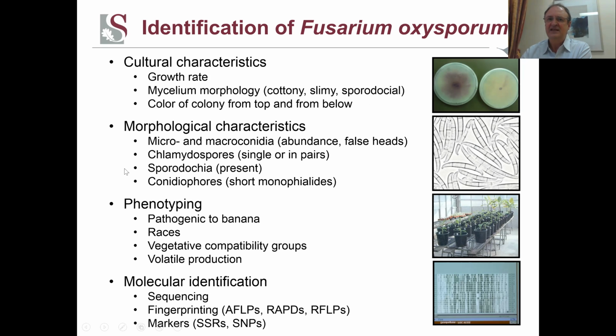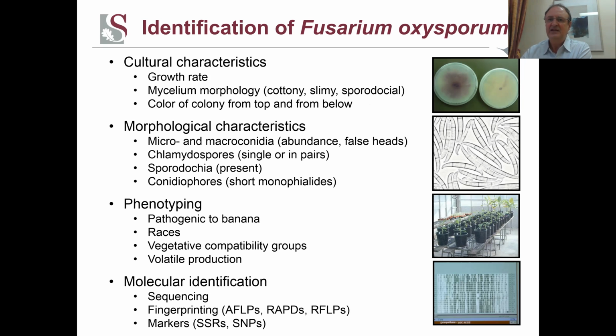Morphological characteristics are the microconidia and the macroconidia and the chlamydospores and their presence. Also sporodokia and the conidiophores, which in the case of Fusarium oxysporum are monophialides, which is very important in the larger genus of Fusarium to understand how to differentiate between the different species.